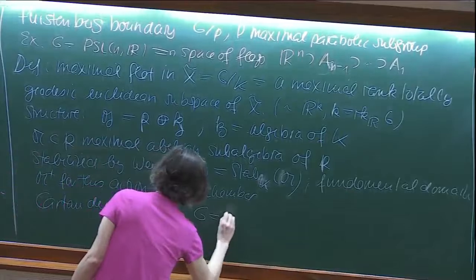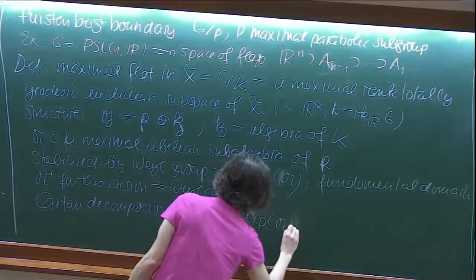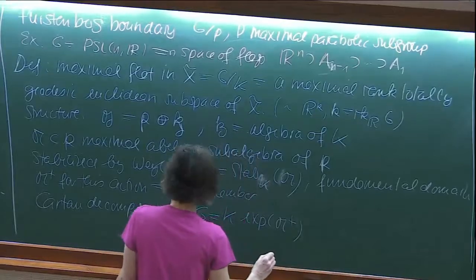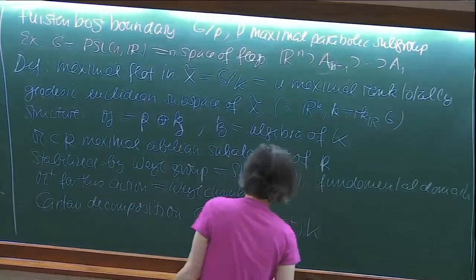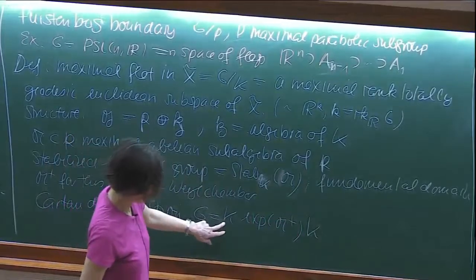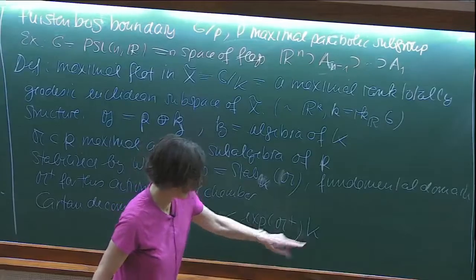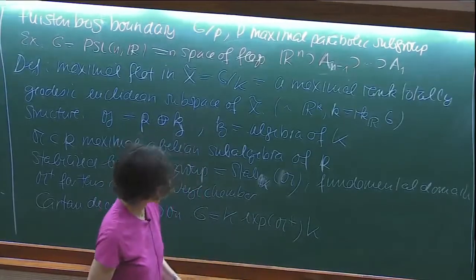Which is equal to G equals K exp A plus K. So you can write down each element in G as a product of an element in K, an element in the exponential of A plus, and another element in K, so from the left and the right.